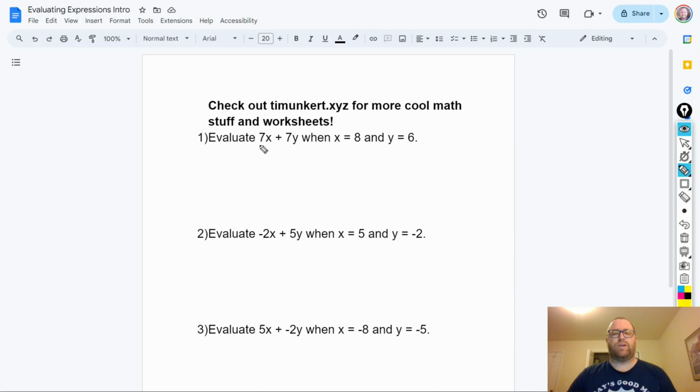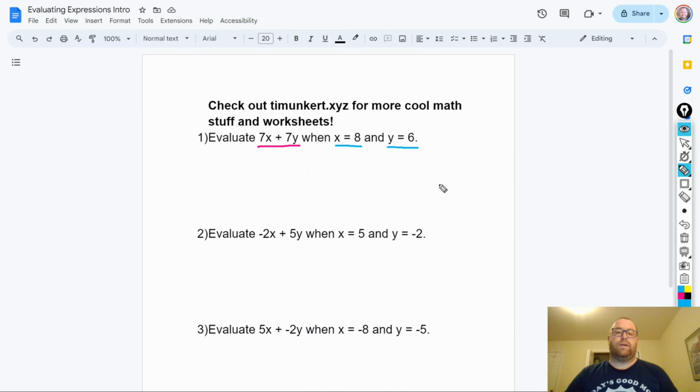So we have this first expression. Let me just underline it here. So we have this expression 7x plus 7y. Now, it's an expression and not an equation because it doesn't have an equal sign. But when we say evaluate the expression, we want to figure out what is the numerical value, okay? And we're given when x equals 8 and y equals 6.